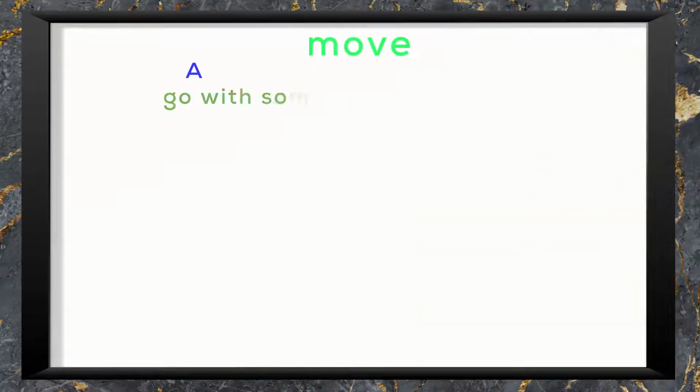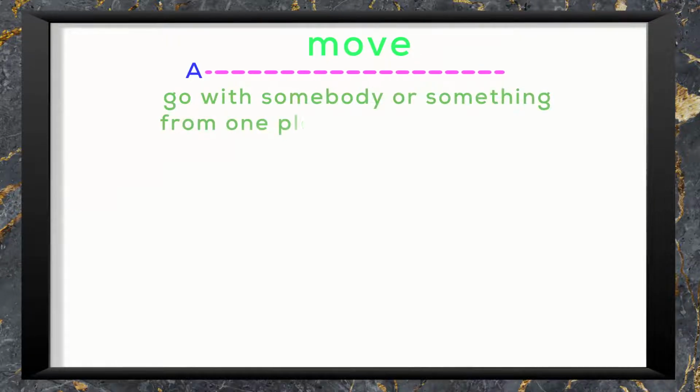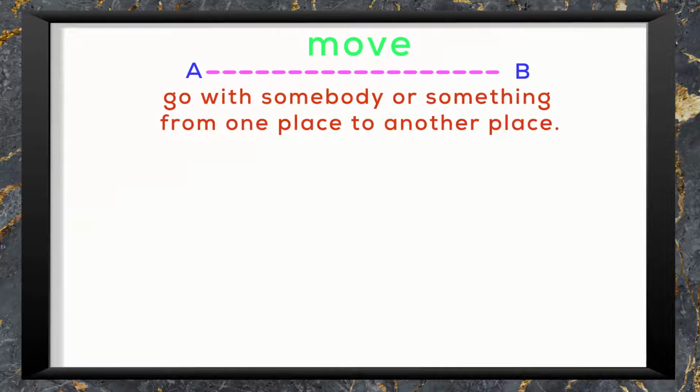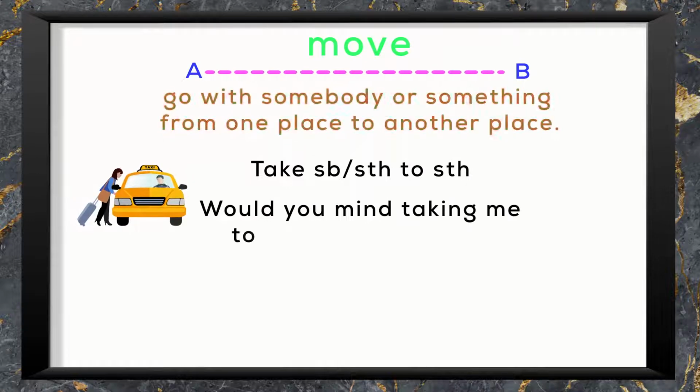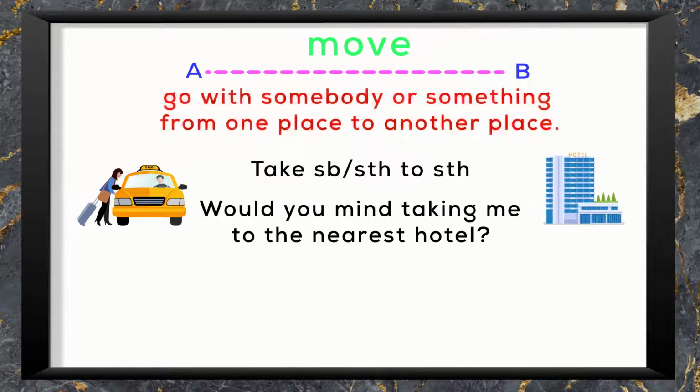Okay, let's delve in. The first definition of this verb is move or go with somebody or something from one place to another place. Here come different patterns to help you use it correctly in your sentences. Take somebody or something to something. Would you mind taking me to the nearest hotel? Remember that the verb following mind should be used in gerund form.